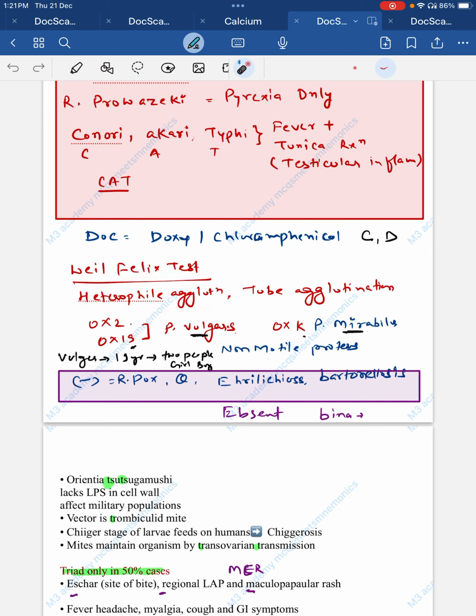Now, the Weil-Felix reaction is negative for Akari. We already know that if it is alone, it will stay negative. Again, rickettsialpox is negative. Q fever has a question on the Weil-Felix reaction, meaning it is negative. Ehrlichiosis means E for absent. Bartonellosis means B for block, meaning absent.